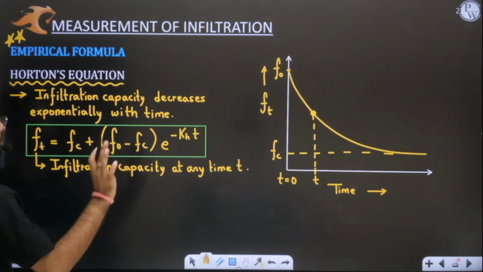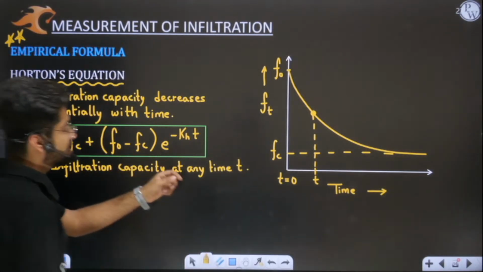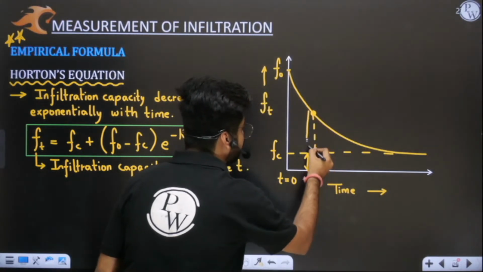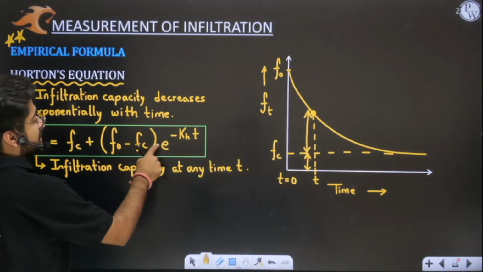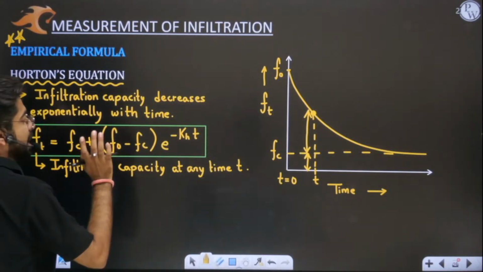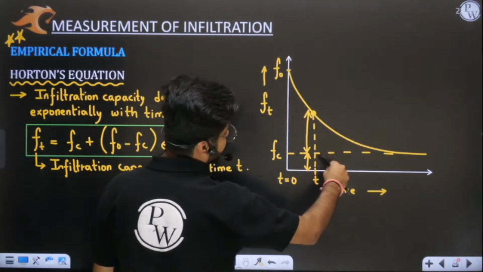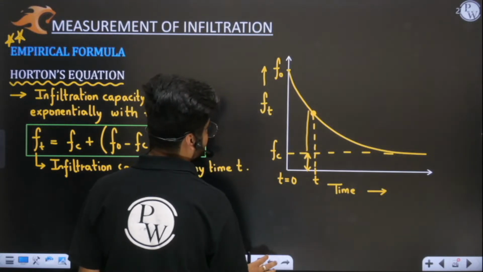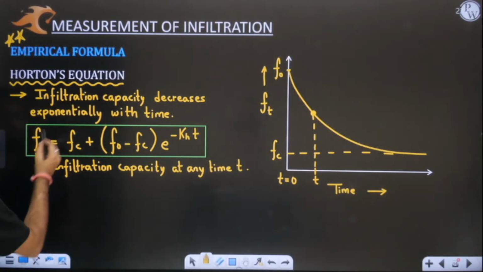So this is your final equation. Now, I hope this is clear. See, this is FC plus this. So this is FC, and this is F naught minus FC e power minus KT. So we have added the two terms. Whenever we add two terms, at different times we get different values of FT. So I hope this thing is clear. Now we'll discuss what is FC, what is F naught.